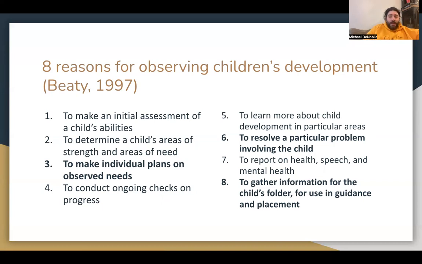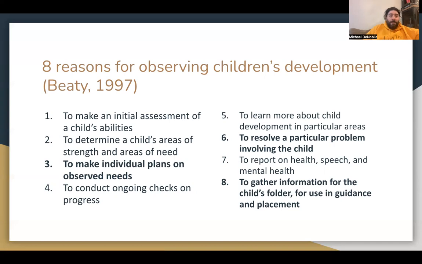I may not understand the behavioral needs of a student based solely on test scores. Test scores don't tell me much in terms of day-to-day existence of a child. So observations allows me into the inner world of the child in order to see what are their needs and how can I help them get to where they should be based off of different standards of child development and things like that. They help resolve a particular problem involving the child.